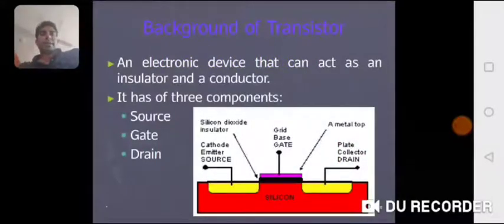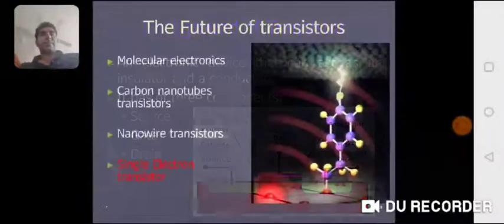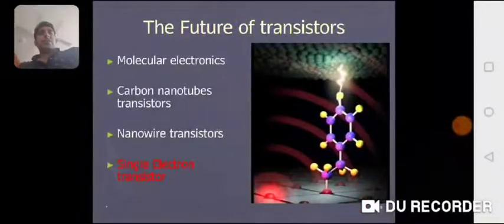Background of a transistor. An electronic device that can act as an insulator and a conductor. It has three components: source, gate and drain. The future of transistors: molecular electronics, carbon nanotubes, nanowire transistors, single electron transistors.